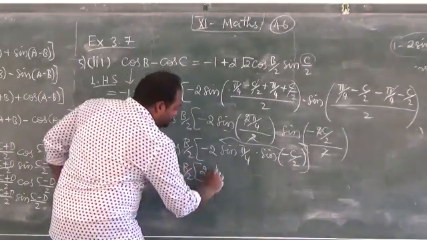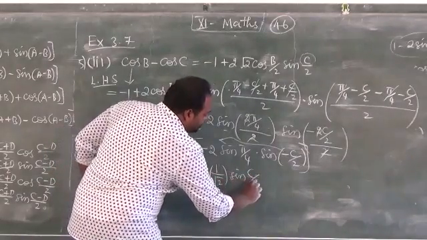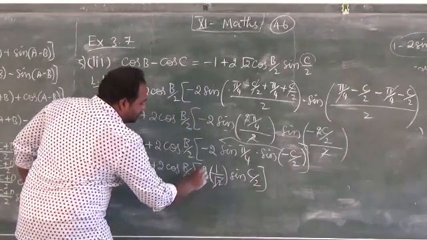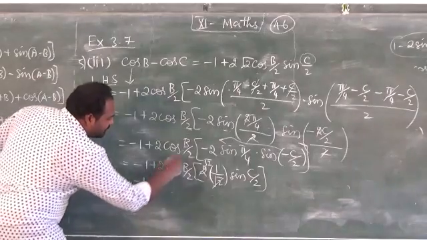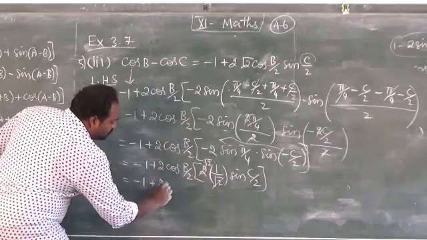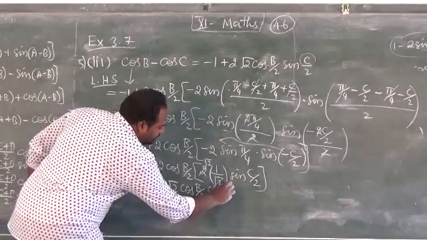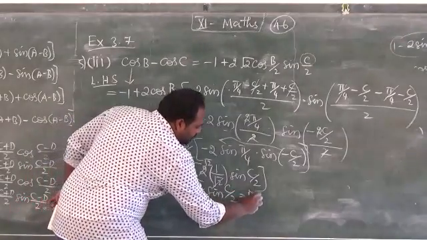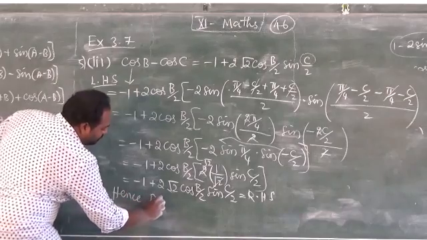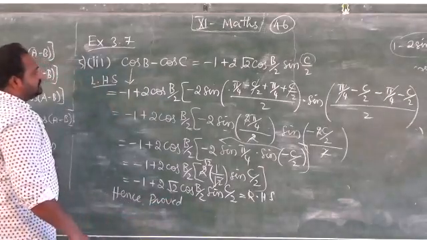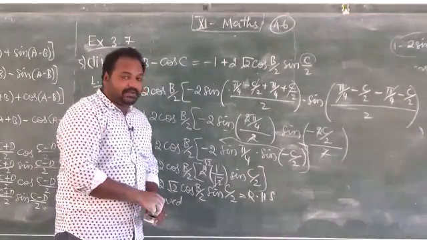Minus 1 plus 2 cos B by 2. Sin pi by 4 value is 1 by root 2, into sin C by 2. So if I cancel this, this is root 2 times minus 1 plus 2 cos B by 2, multiply all these values, 2 root 2 cos B by 2 and sin C by 2, which is the RHS. Hence proved. So by this we complete problem number 5, the last problem in exercise 3.7.